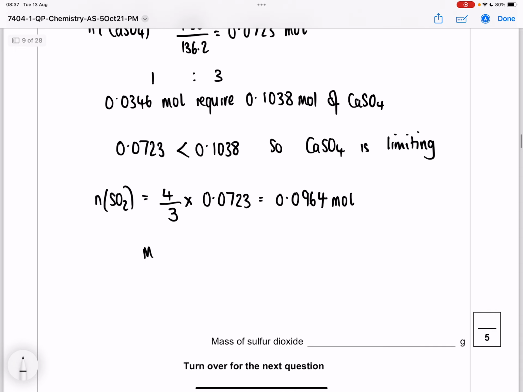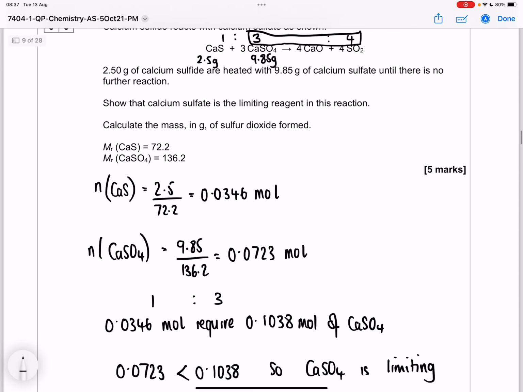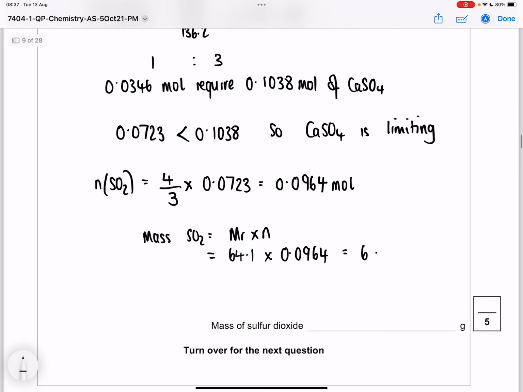And so then we're going to do the mass of SO2. Now, it hasn't given us the Mr here, but mass is Mr times moles. We need to add up the Mr from the periodic table, so 64.1, and times it by our moles. Type that on your calculator as well. We get 6.18. And does it ask for an amount of significant figures? No, but they gave all their numbers to 3, so I'm going to give mine to 3, 6.18.